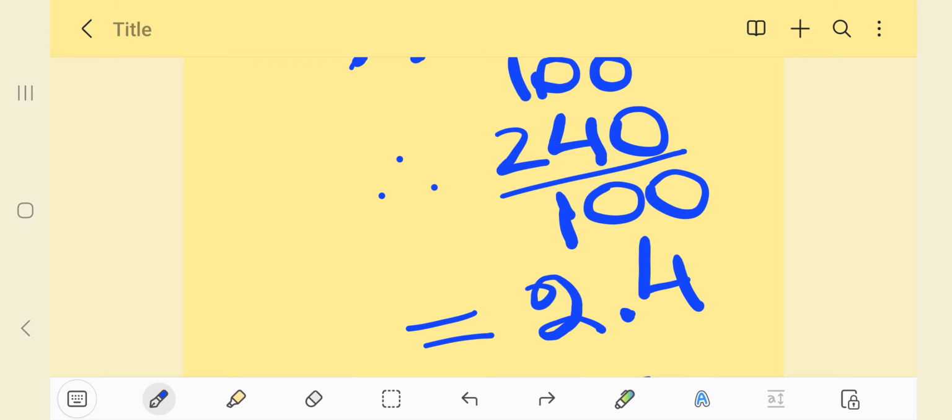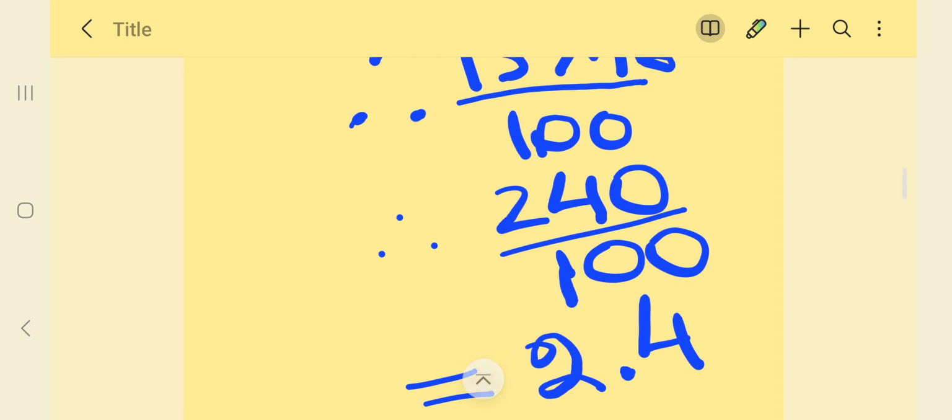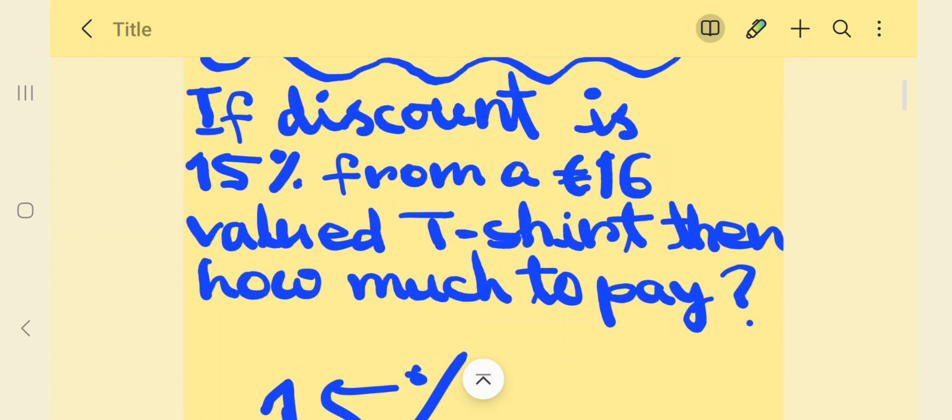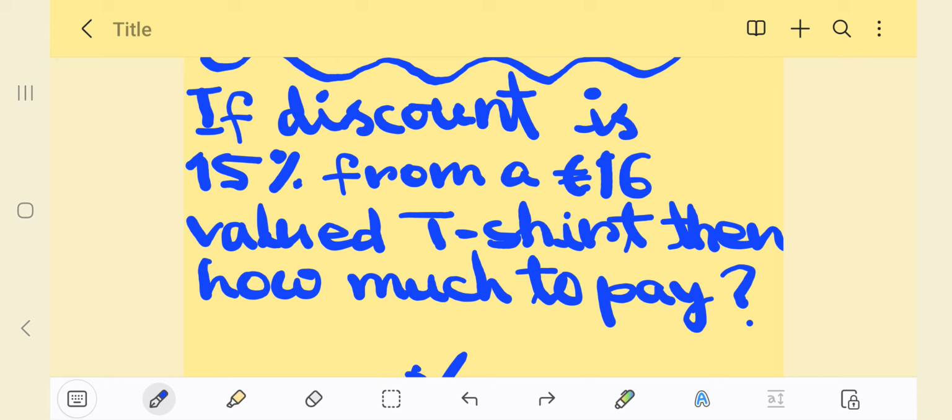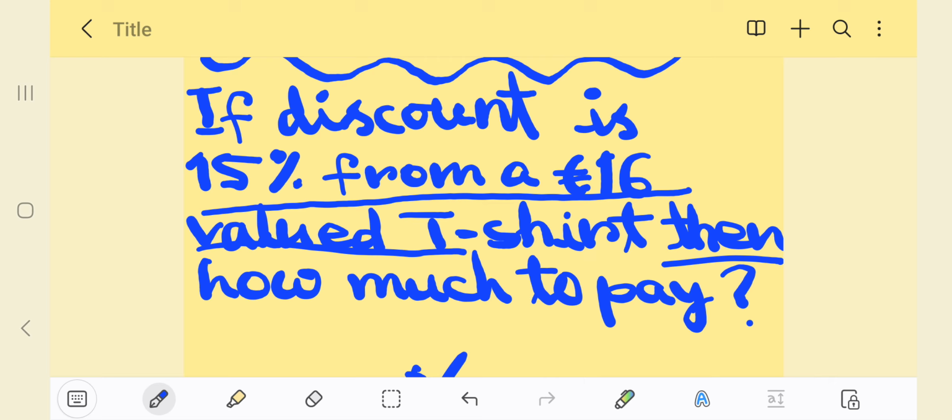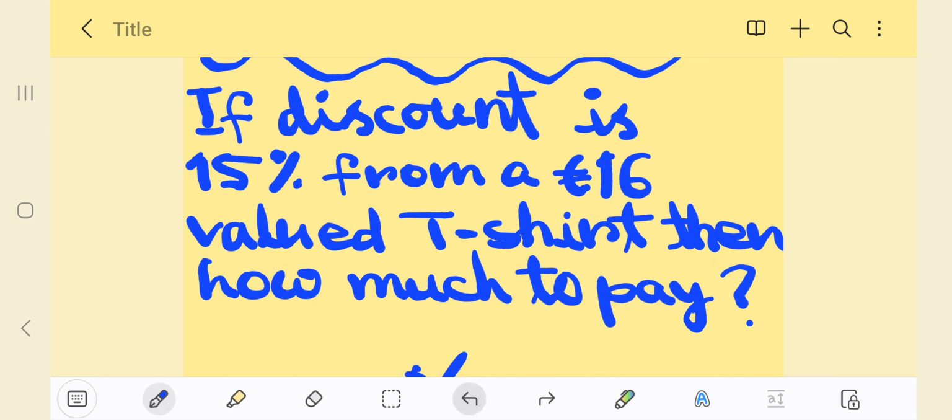The question was here. If we go back to the question, what was the question? The question was, considering 15% from our 16 euro t-shirt, how much to pay for that t-shirt? So how much to pay after the discount? We need to calculate that, and that's the final step for this math. Let's go and calculate that one.